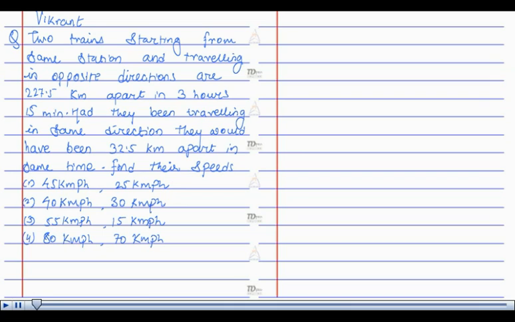Hello, I am Vikrant. The question is, two trains starting from the same station and traveling in opposite directions are 227.5 km apart in 3 hours 15 minutes. Had they been traveling in the same direction, they would have been 32.5 km apart in the same time. Find their speeds. The solution is, to solve this question, we need to frame the equation in terms of their speeds.